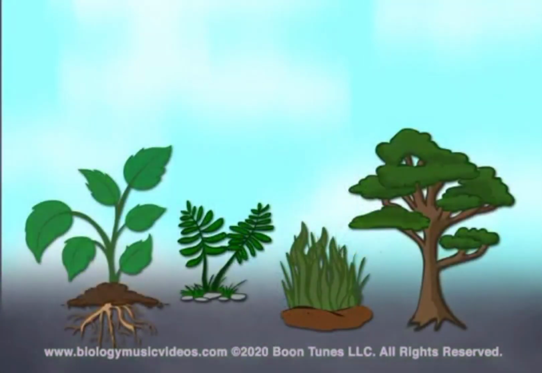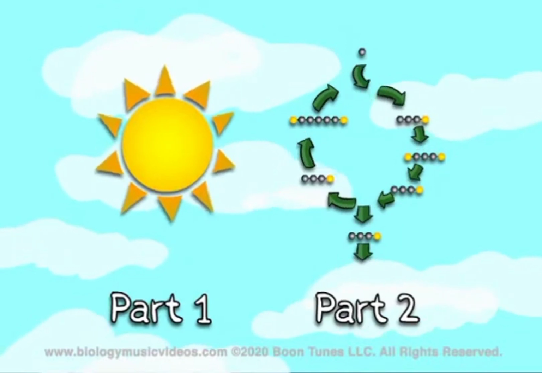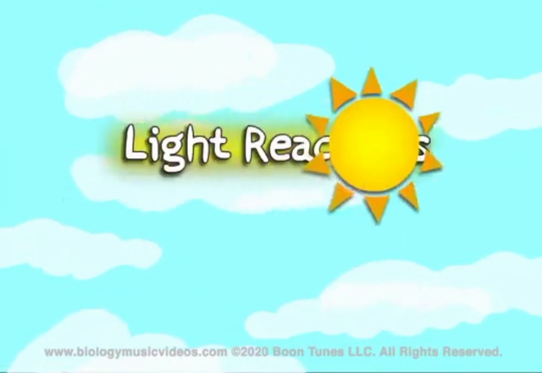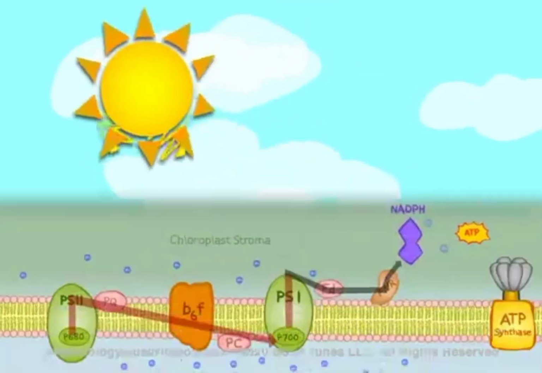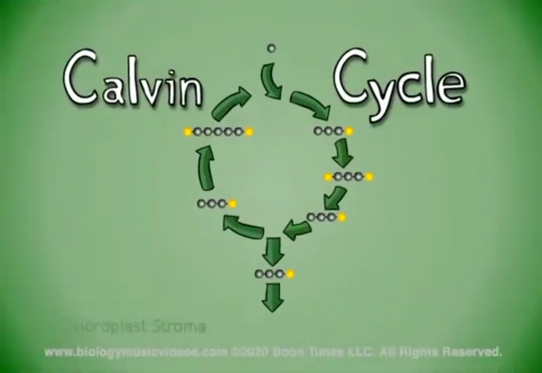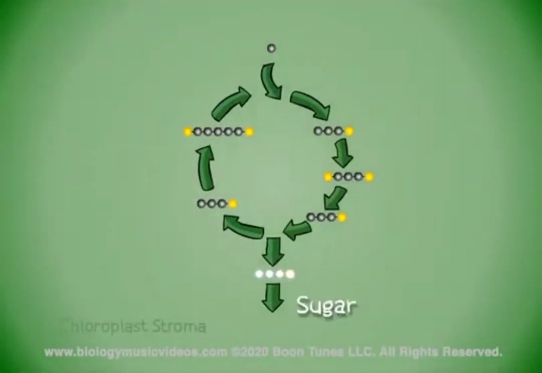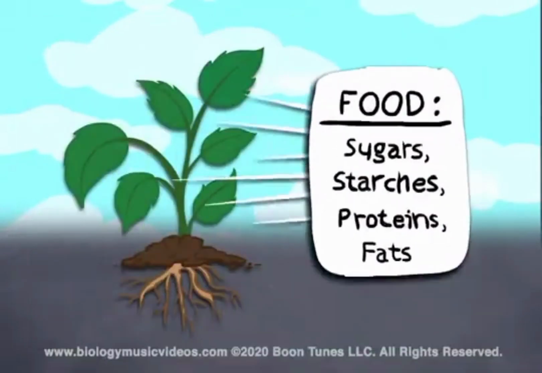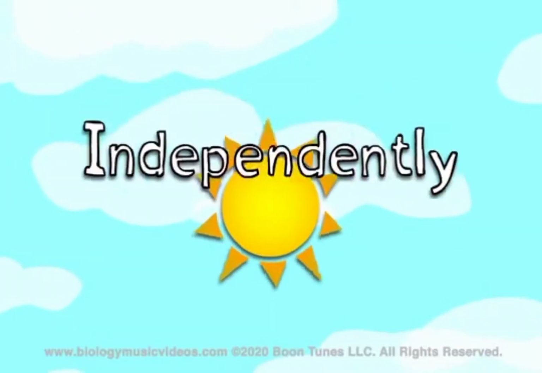Producers synthesize the food they need to stay alive. This begins with a two-part process known as photosynthesis. The light reaction, or part 1, uses energy from the sun to generate ATP and NADPH. The Calvin cycle, or part 2, uses the products to make a sugar or saccharide from which the plant's food is derived. Follow along and you will see how the sugar is made cyclically. You'll see just how this process is done independently of the sun.